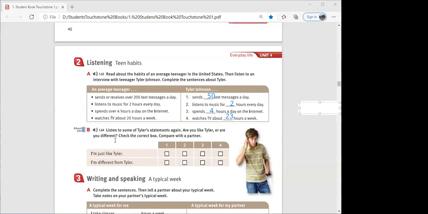All right, listen to some of Tyler's statements again. Are you like Tyler or are you different? You had 1, 2, 3, 4. So you're going to check if you are like him, if you have the same routine, or you are different. Pay attention and listen. Hold on, please.